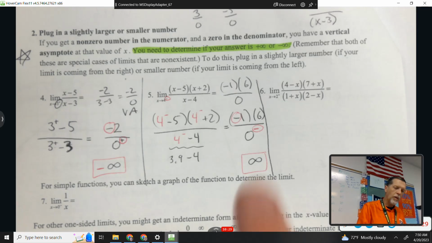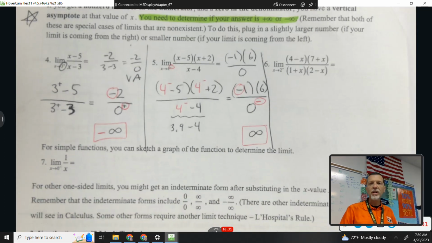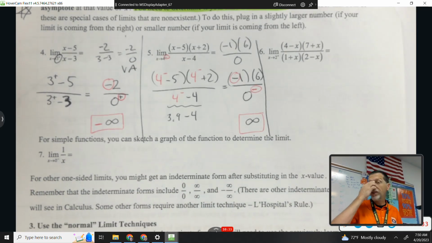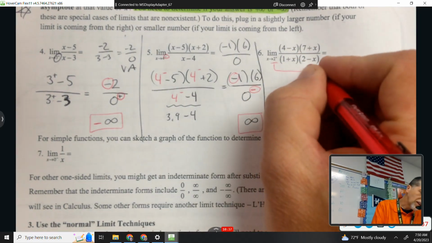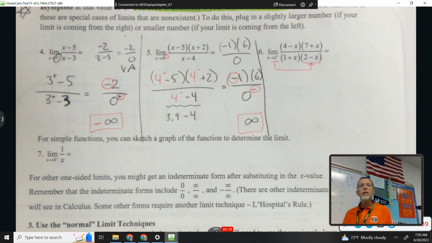All right, why don't you try number 6? I don't want to do them all, I'll let you try that one. Works the same way as the others. You can see that 2 is going to make that guy be 0. So I know it's infinity, but I'll leave it to you to figure out if it's positive or negative.